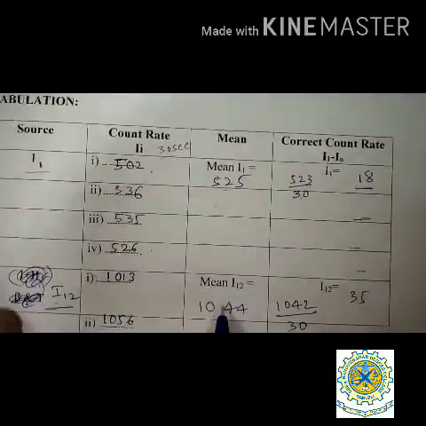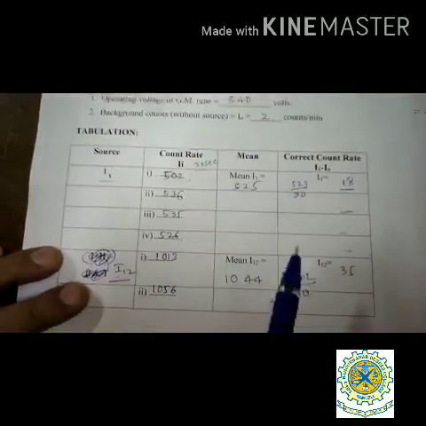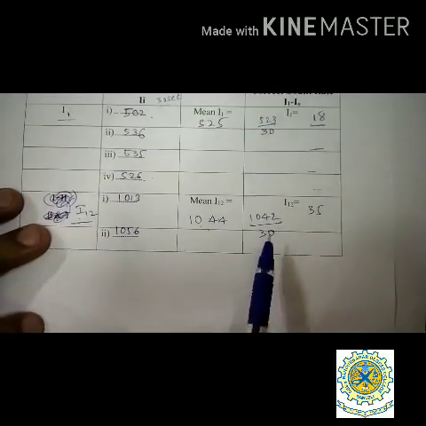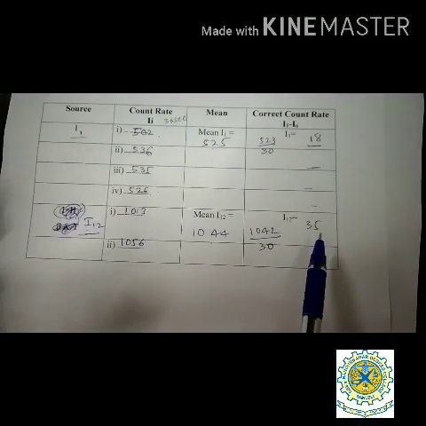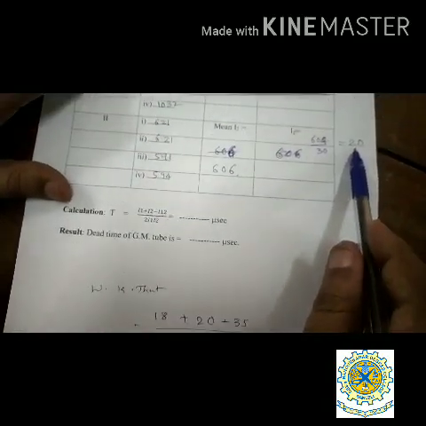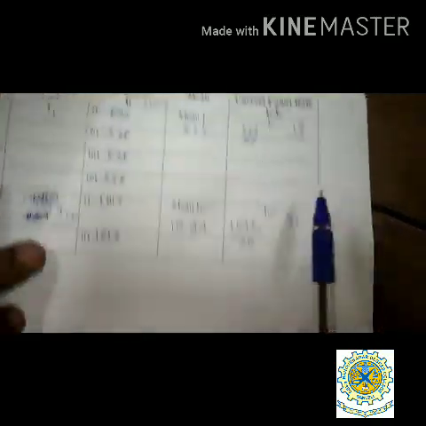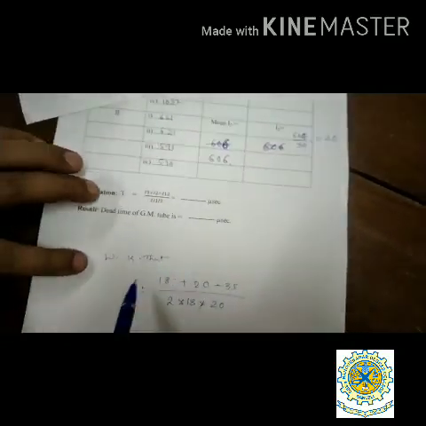Again for the 1044, that has to be subtracted with the background counts, and whatever value we get has to be divided by 30 seconds, such that these, 35 and 18, are count rates per second. Similarly, for I2 we get 20 counts per second, which we call the count rate. After completion of this procedure, we go for the calculation.